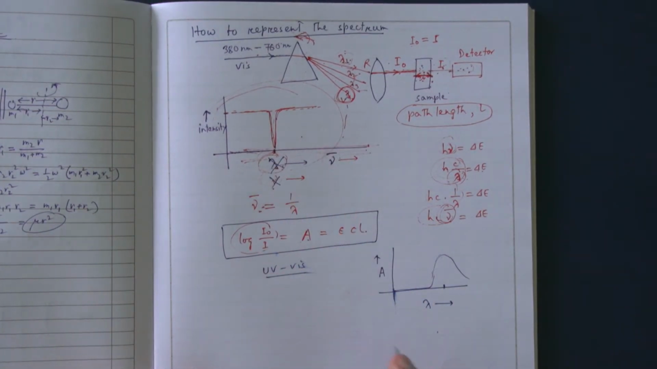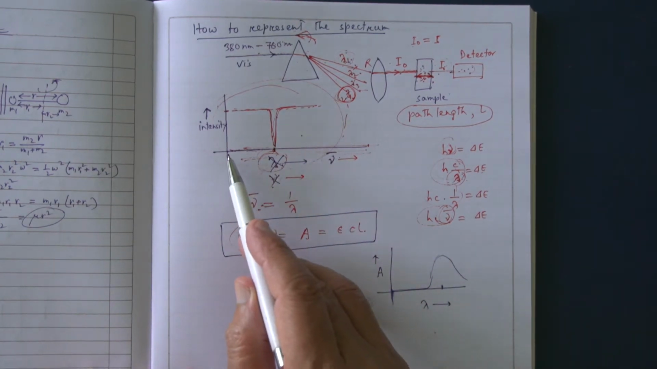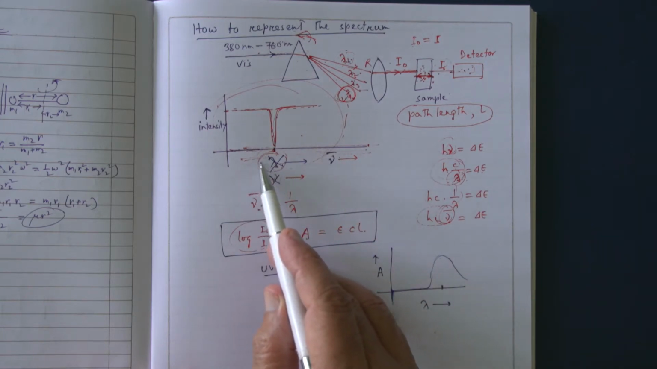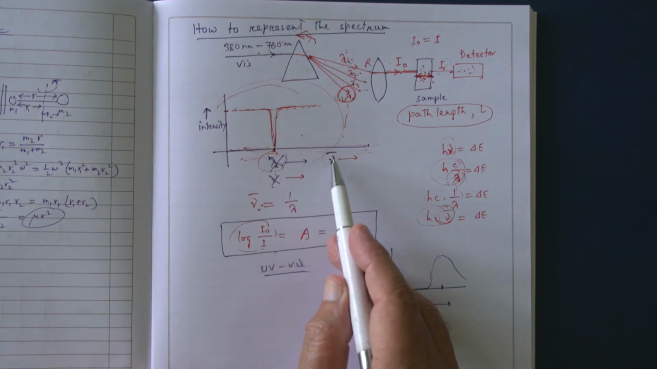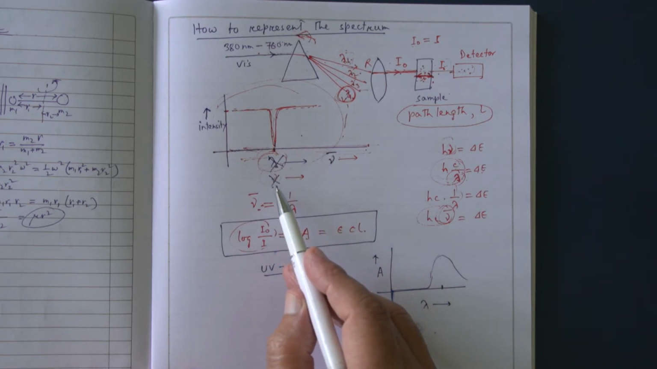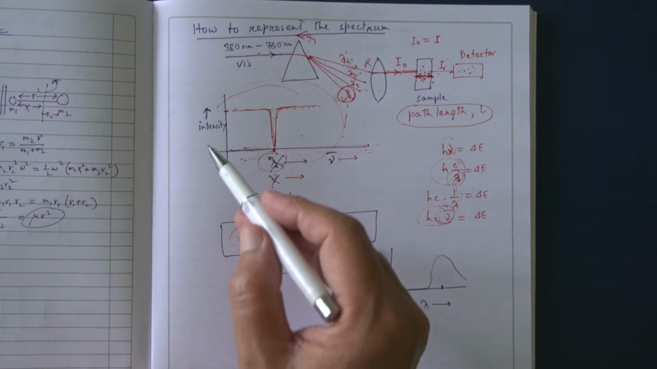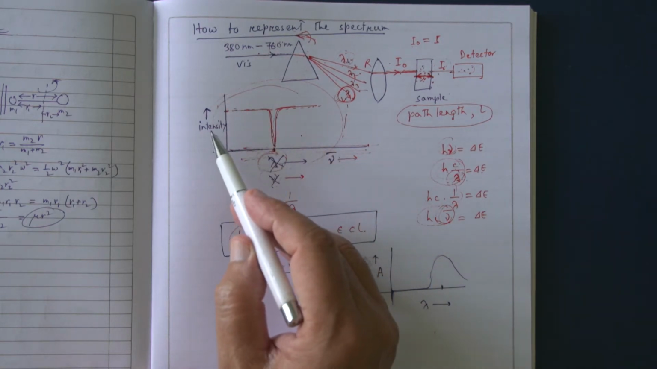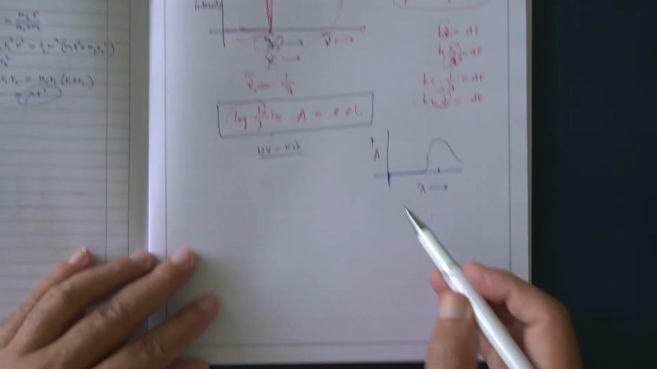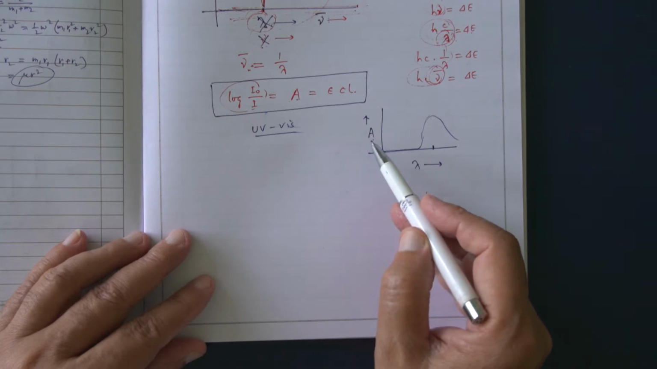Normally, to represent the spectrum, along this axis we put the energy of radiation. Energy of radiation may be in terms of wavelength or frequency or wave number, and along this axis we put the intensity of radiation or absorption of radiation.